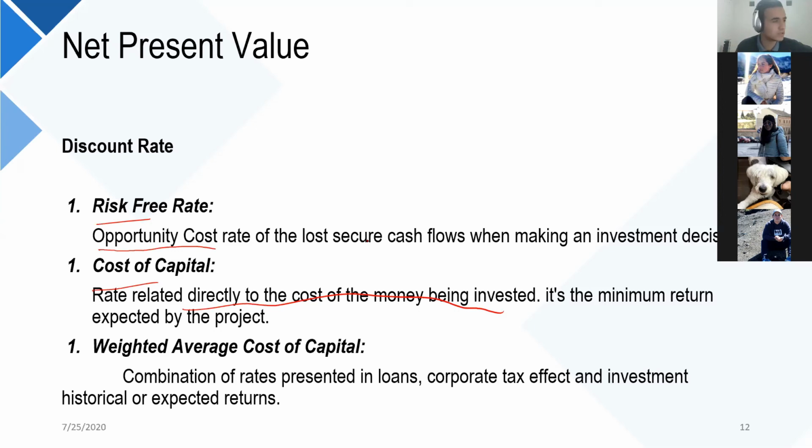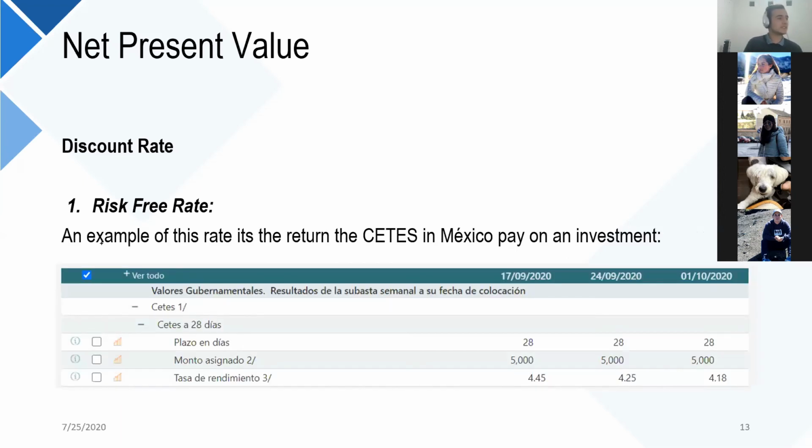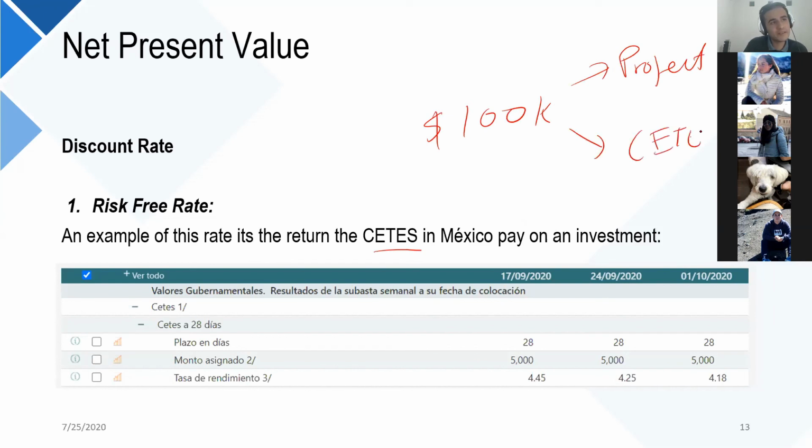Then let's see each one in detail, so you can understand them better. And let's see an example of each one. The first one is the risk-free rate, and an example of this is the CETES rate that you get in Mexico. What that means is that if you had 100,000 pesos to invest in a project, you can either invest in the project or you can buy CETES. And you are guaranteed by the Mexican government that you will get paid the rate you invest on CETES.